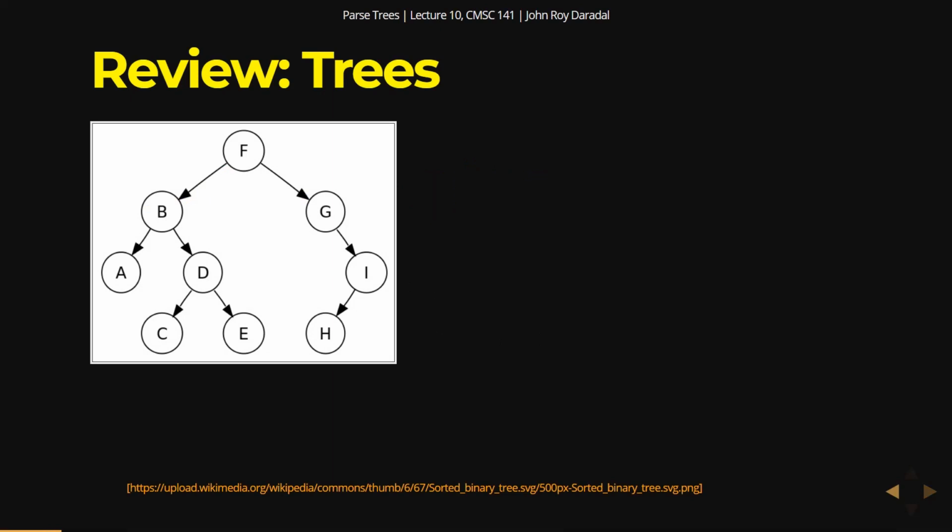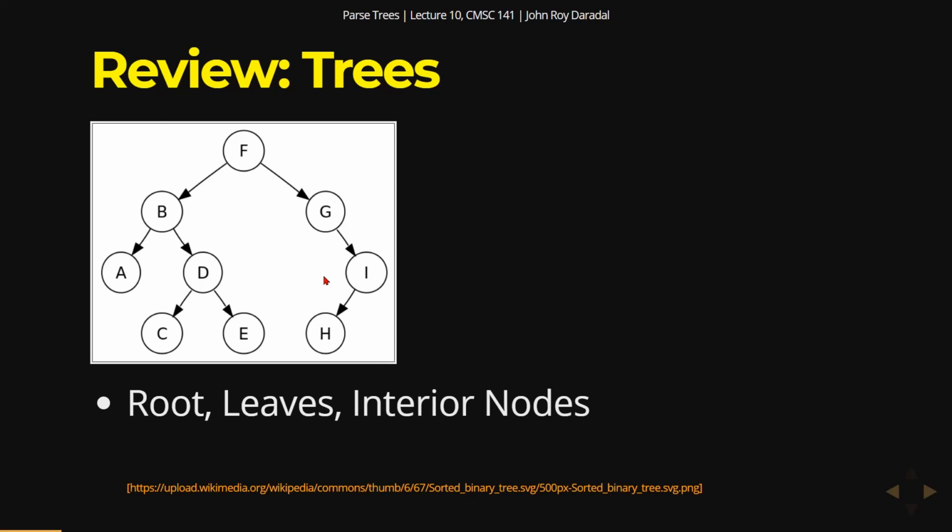Before that, let us review some terminologies about the trees. Remember that trees are a special type of graph wherein you don't have cycles, so it's acyclic, and you have a parent-child relationship among nodes. Okay, so in trees, you have something called the root, which is the topmost node. So in this case, that would be F. Okay, and then you have leaves or nodes without children, and that would be A, C, E, and H in this tree. Then you have interior nodes, or the opposite of leaves, so those with children. So the interior nodes in this tree would be F, B, D, G, and I.